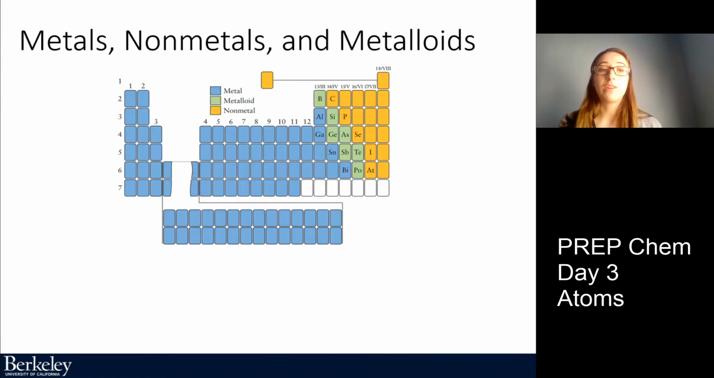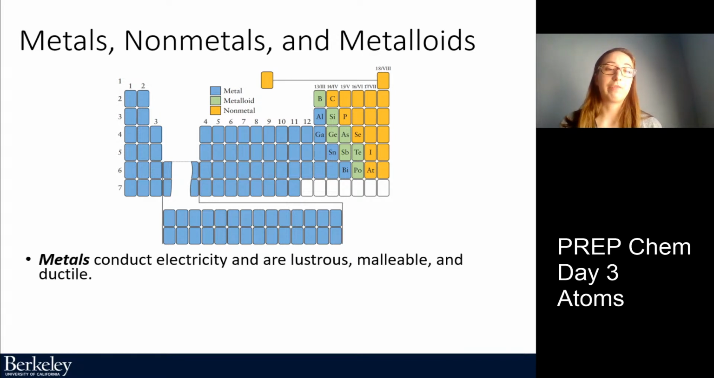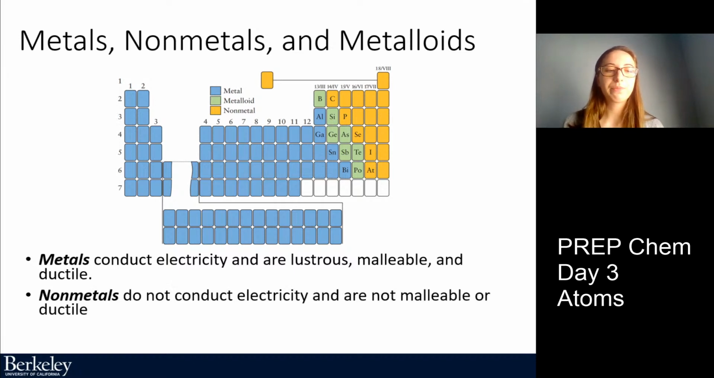The periodic table also gives us a good way to organize metals, nonmetals, and metalloids. This is important because it's a good way for us to just look at the periodic table and then know some of the properties of these materials. We know that metals can conduct electricity, they're very lustrous, they're malleable and ductile. And we can see from the picture on the top that all these metals are located on the left-hand side of the periodic table.